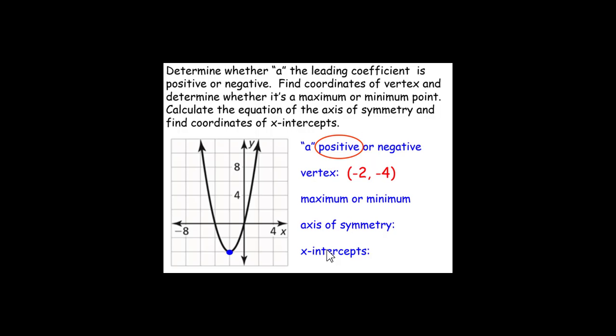Since the vertex is either the maximum or minimum point of the graph, we can see that this is the lowest point. Therefore, it is a minimum. The axis of symmetry is a vertical line that passes through the vertex, this line right here. The equation for this line is x equals -2. Our x-intercepts are where the graph crosses the x-axis, which are these two points here. Those coordinates are -4, 0, and 0, 0.